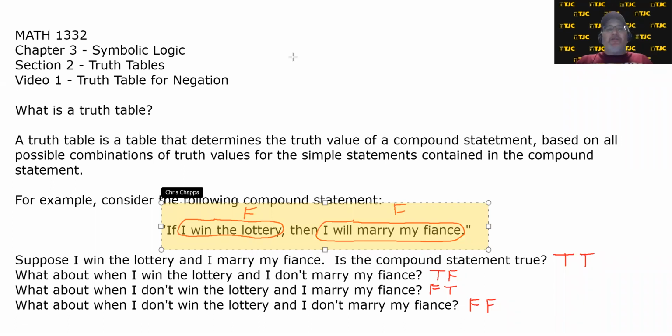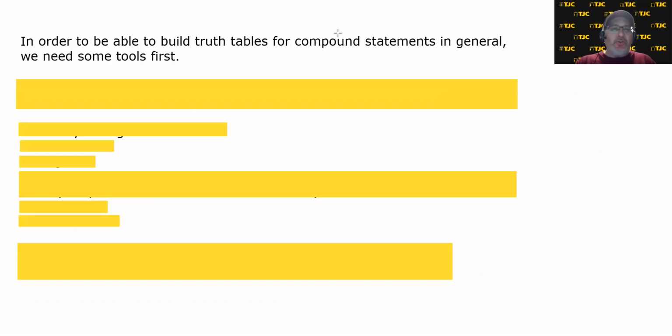And that's the objective of constructing a truth table, to be able to answer the question, when will a compound statement be true or false based on the truth values of the simple statements it's made of? Now, that's a lot to do, but we only need a few tools to pull this off. So what are those tools? Well, in order to be able to build truth tables for compound statements in general, we need some tools first.